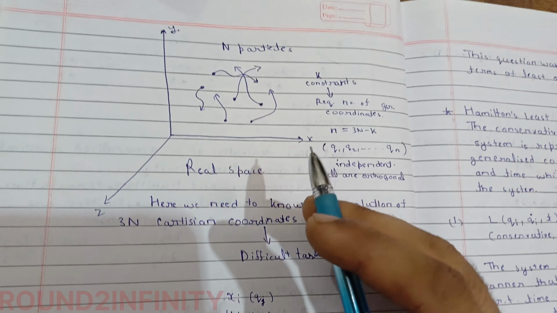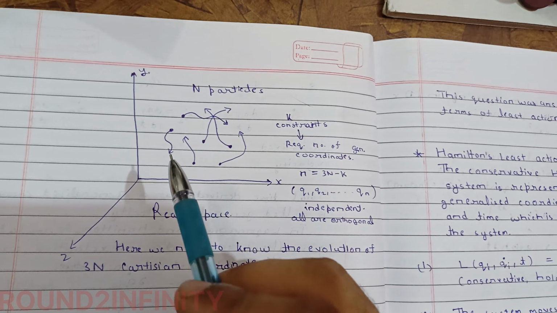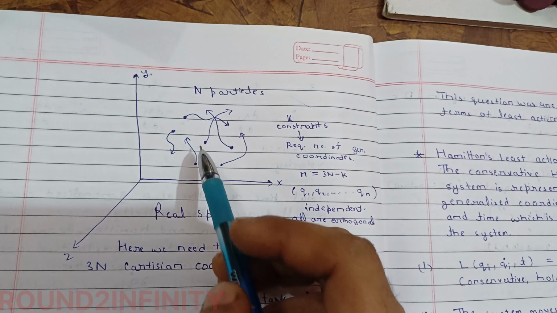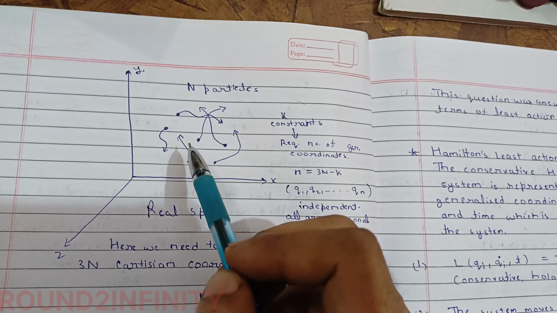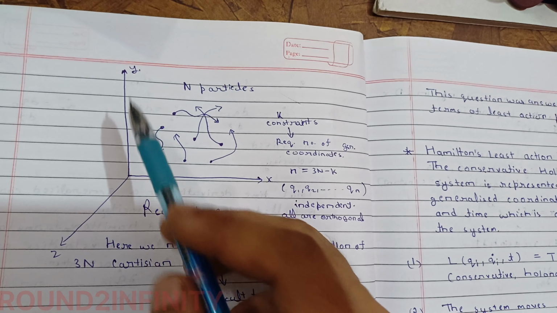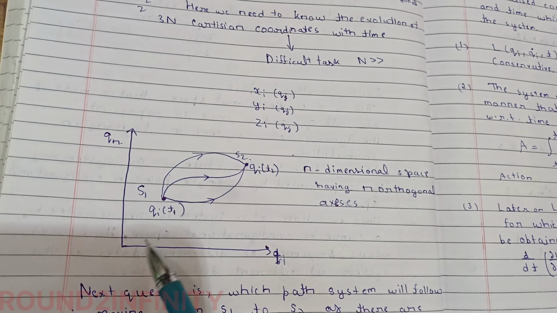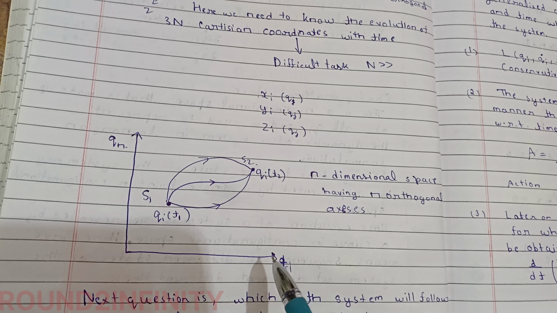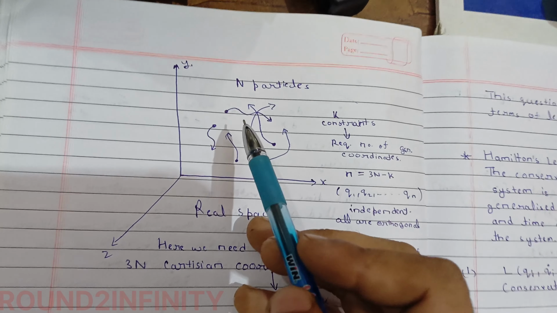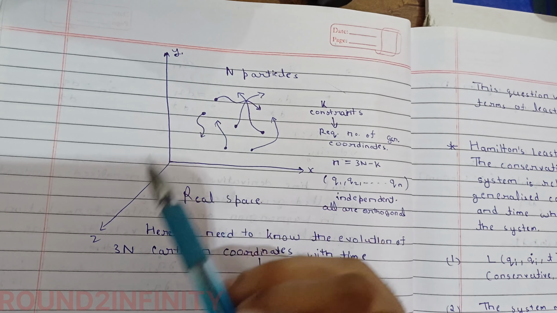Now see what we do. We find the degrees of freedom, meaning the minimum number of independent variables required to describe the system. Let's say we get n independent variables required. So we will create an n-dimensional space, and we plot it with time. At any time, this whole system will be represented by a single point.